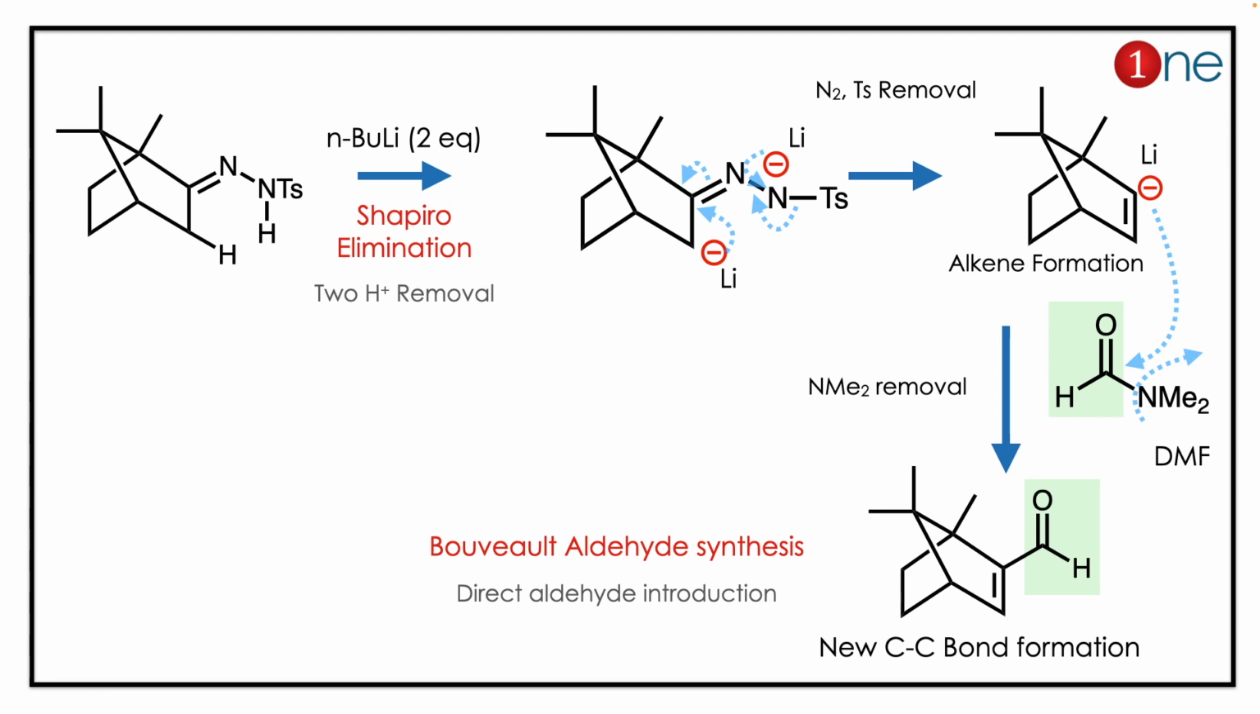Next step you have amide there. Where the amide will react? Amide will react, form the aldehyde. This is a special kind of naming reaction which is Powatt aldehyde synthesis. So direct aldehyde formation from amide to aldehyde. The concept you have to learn here is Shapiro elimination, which converts hydrogen into alkene.